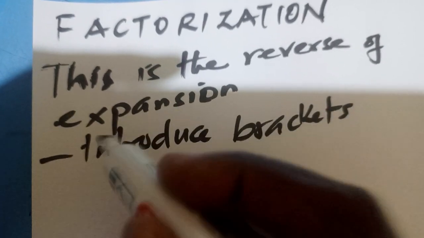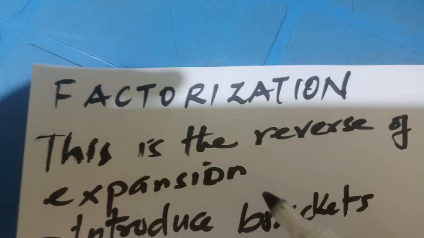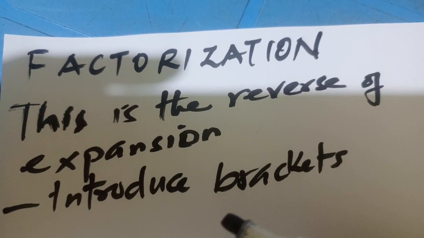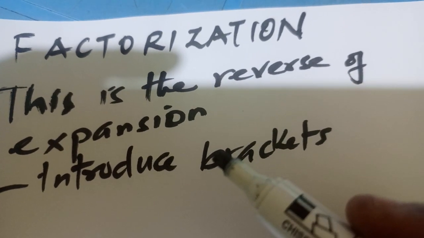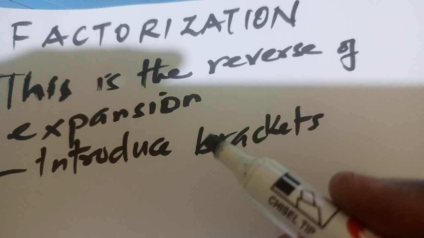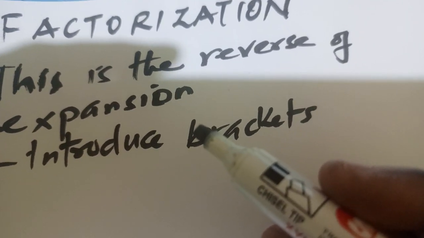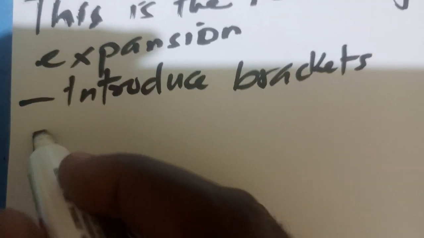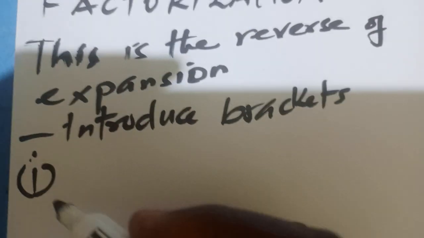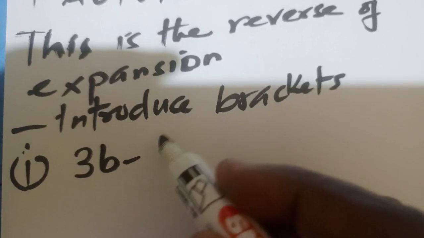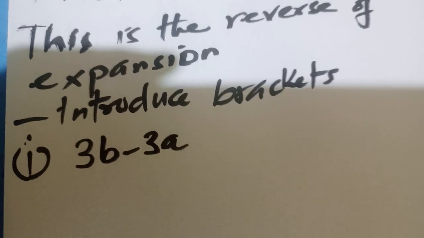to introduce brackets. Now, as the name suggests, again, you can see factorize. This is a word we get from the word factor. To factorize means actually to get factors. Okay, and how do we get factors when we have an algebraic expression? By use of brackets, by introducing brackets. For instance, recalling what we had in the previous clip, we had 3b minus 3a. So this is an algebraic expression, and you could be asked to factorize it.